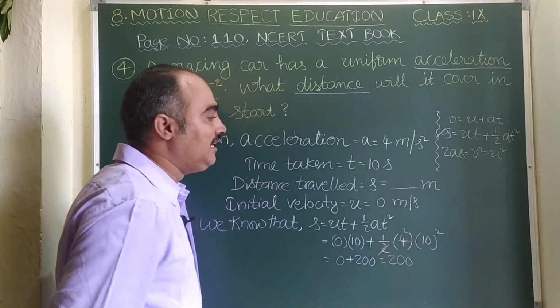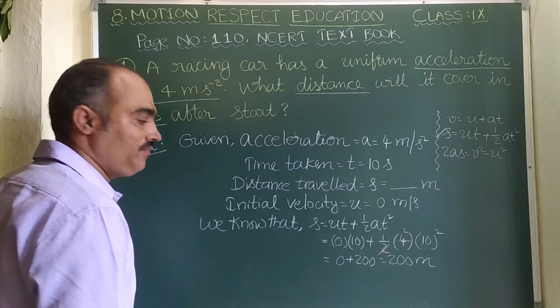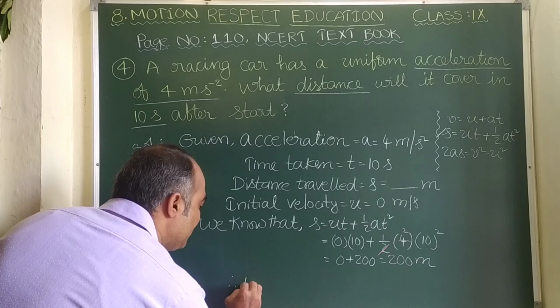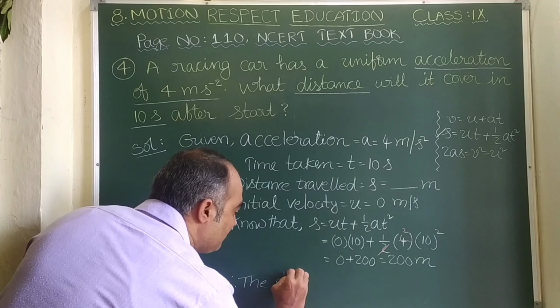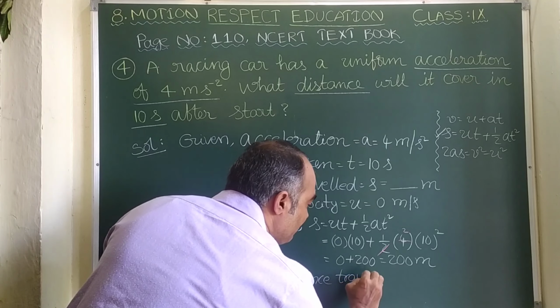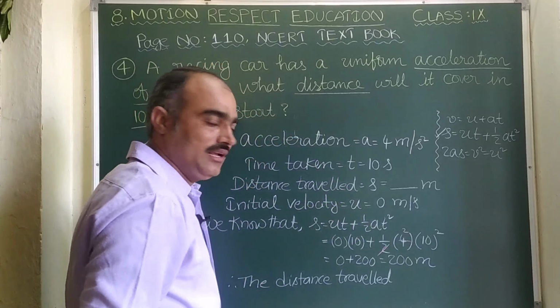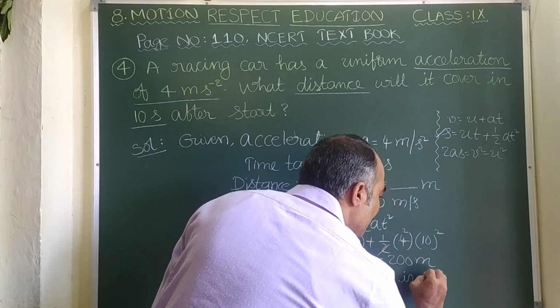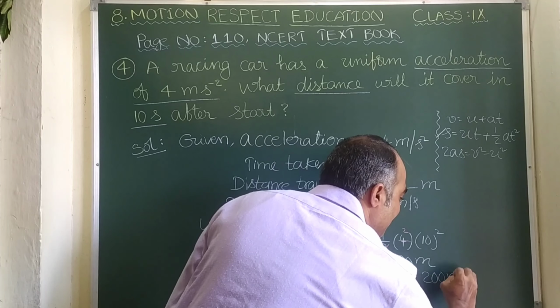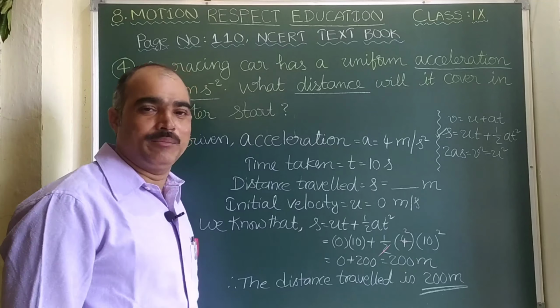As we have discussed earlier, units is meters. So we can write the conclusion. Therefore, the distance travelled by the racing car during this time interval is 200 meters. With this, problem number 4 gets completed.